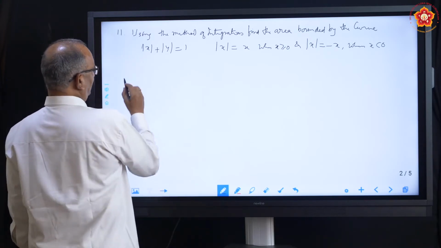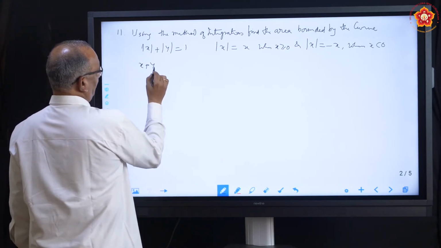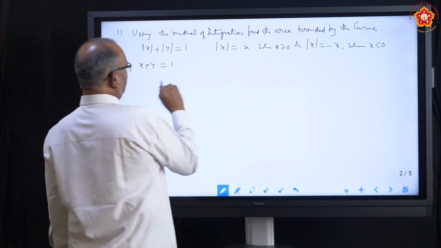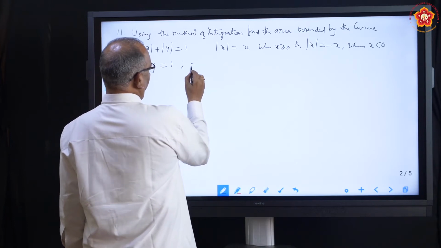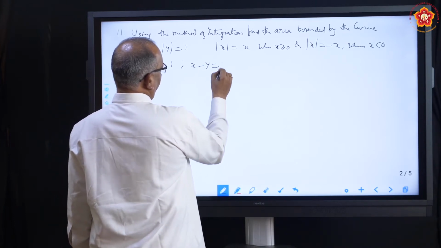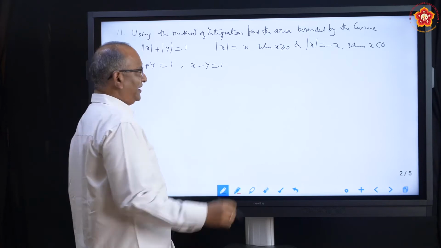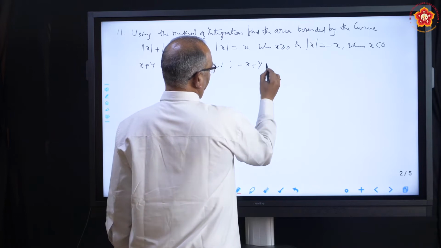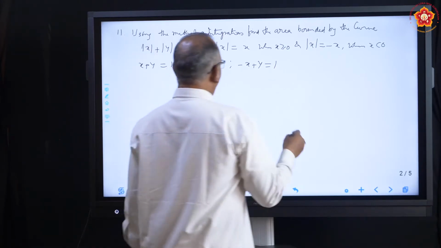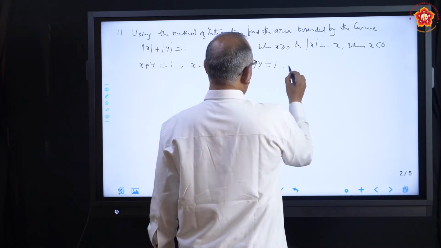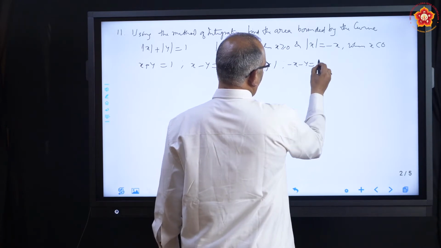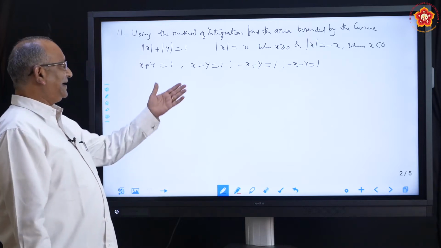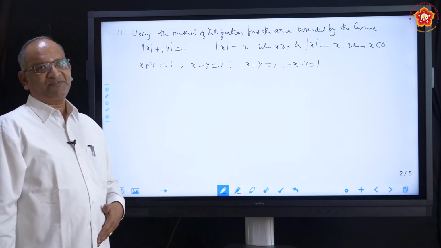When x and y both are positive. Second, when x is positive but y is negative. Third, when x is negative but y is positive. And finally, when x and y both are negative. And the graph of them is very interesting.